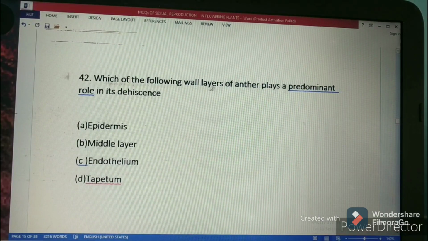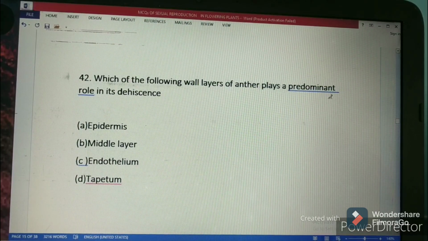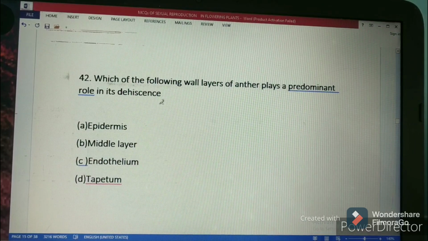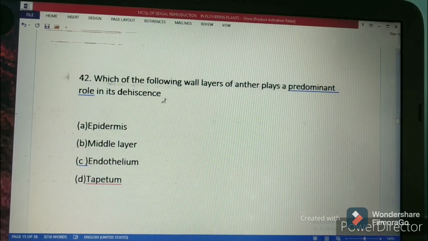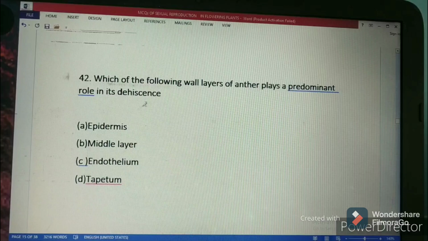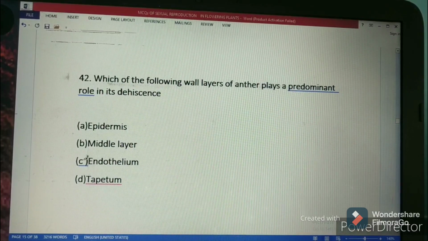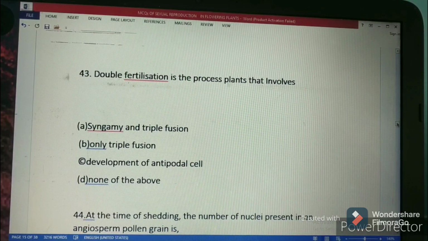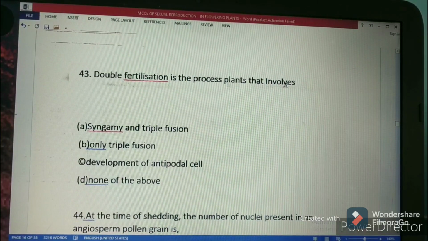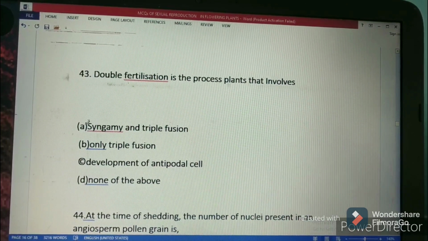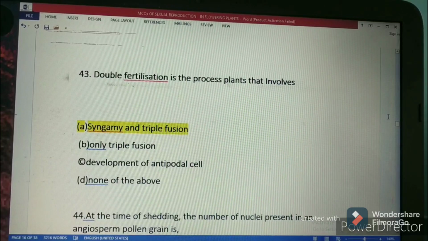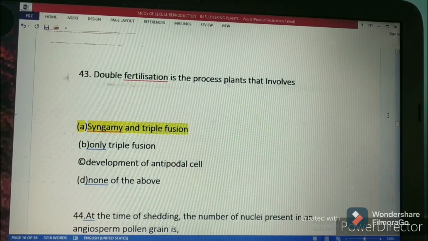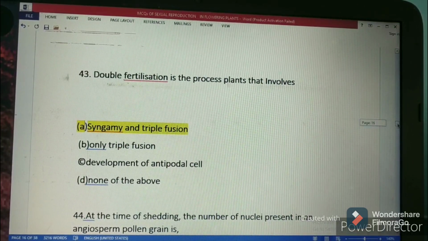Which of the following wall layers of anthers plays a predominant role in its dehiscence? Endothecium. Double fertilization is the process in plants that involves syngamy and triple fusion. Next, question 44.